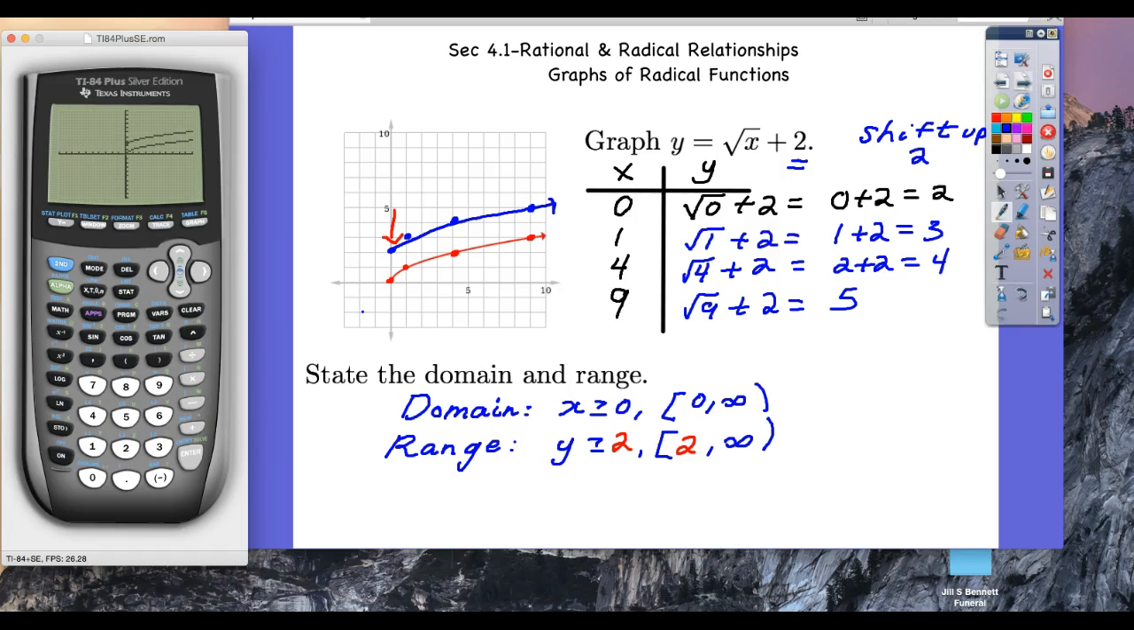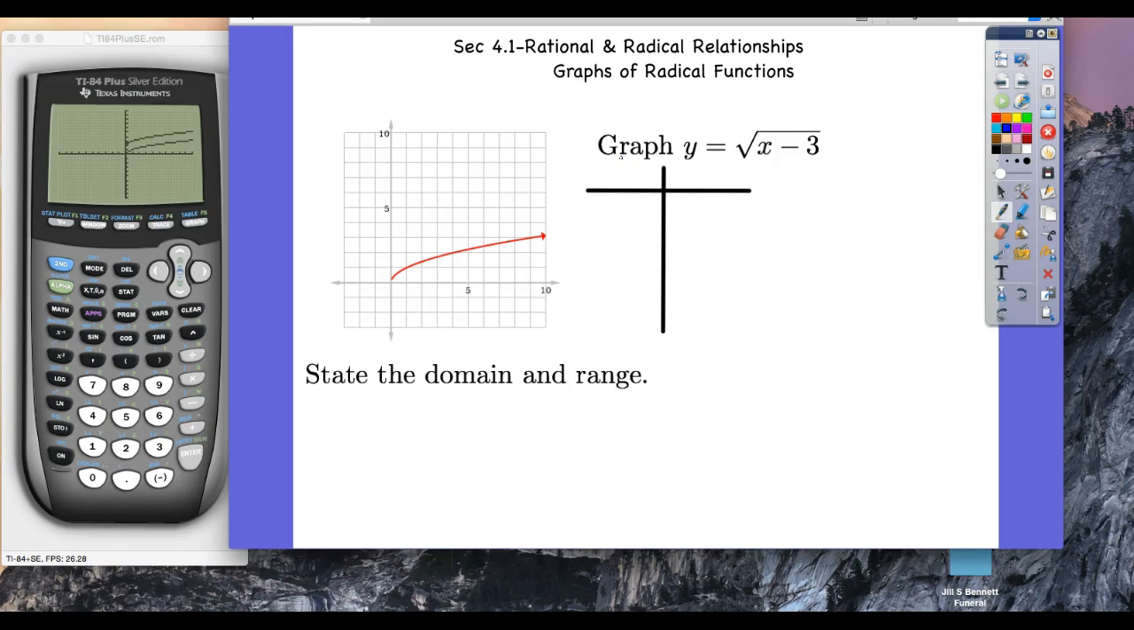So let's move on. This next example is a little bit more tricky because we're inside parentheses here. So when we're inside, we're affecting the x value. This is going to move all our x values right 3 units.